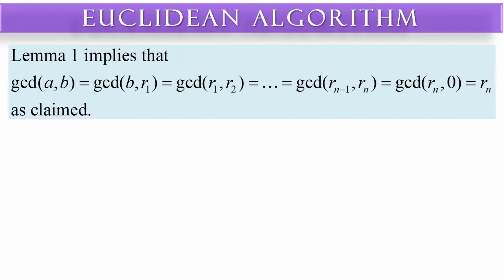So Lemma 1 implies that GCD of A and B is equal to GCD of B and R1, is equal to GCD of R1 and R2, and so on, and GCD of R(n-1) and Rn is equal to GCD of Rn and 0, which is equal to Rn, as claimed.